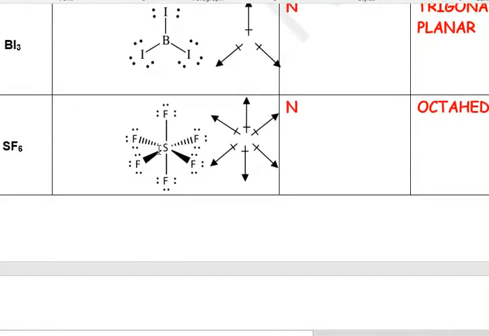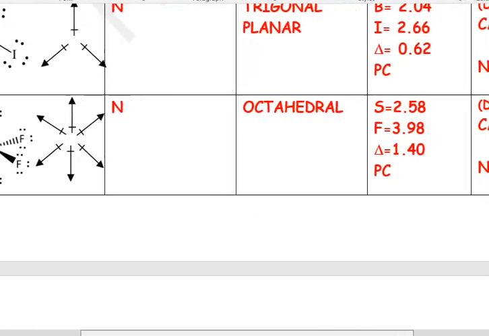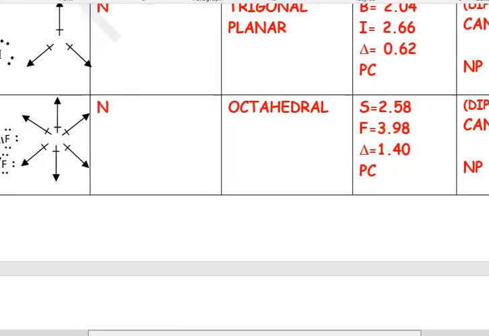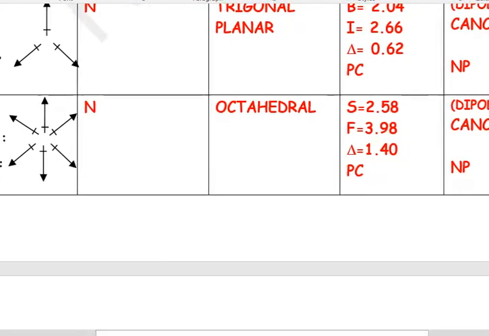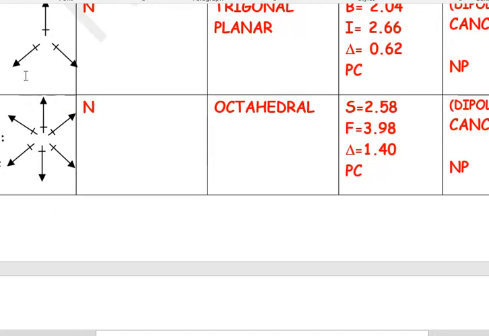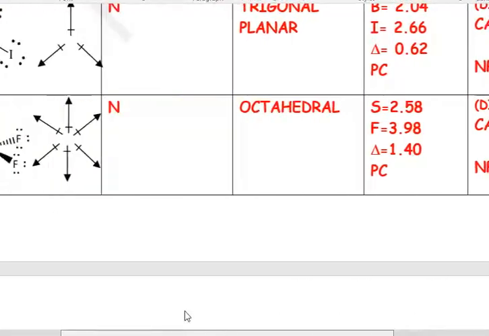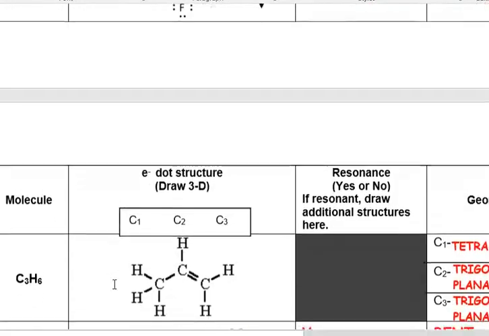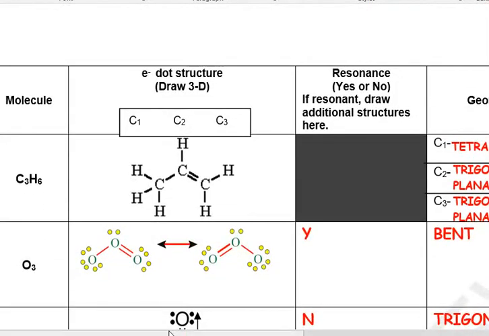Next one is SF6. You can draw it like this, or like this, but you're going to show that it has no resonance. It's octahedral, polar covalent. Dipoles cancel because they're equiangular on the planar part, and then also these two cancel, right? So nonpolar and dispersion. Now we're moving on to the last page.